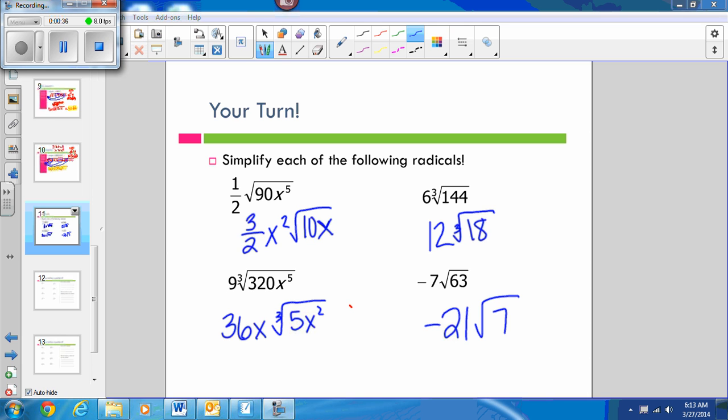So check your answers for these. Make sure that your index actually looks like an index and doesn't look like it's an exponent, because here sometimes people write their index a little big and then it looks like it's an x to the third, but it's not.